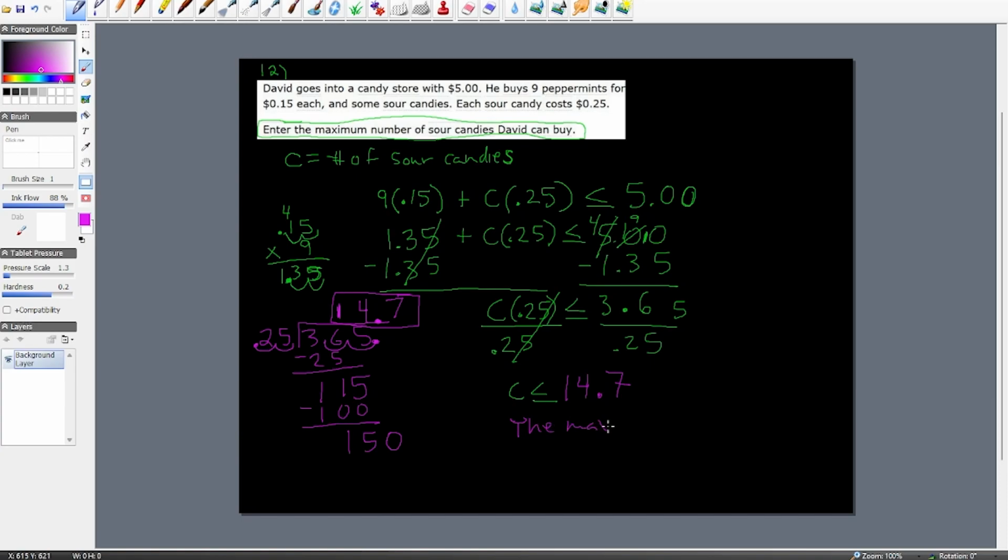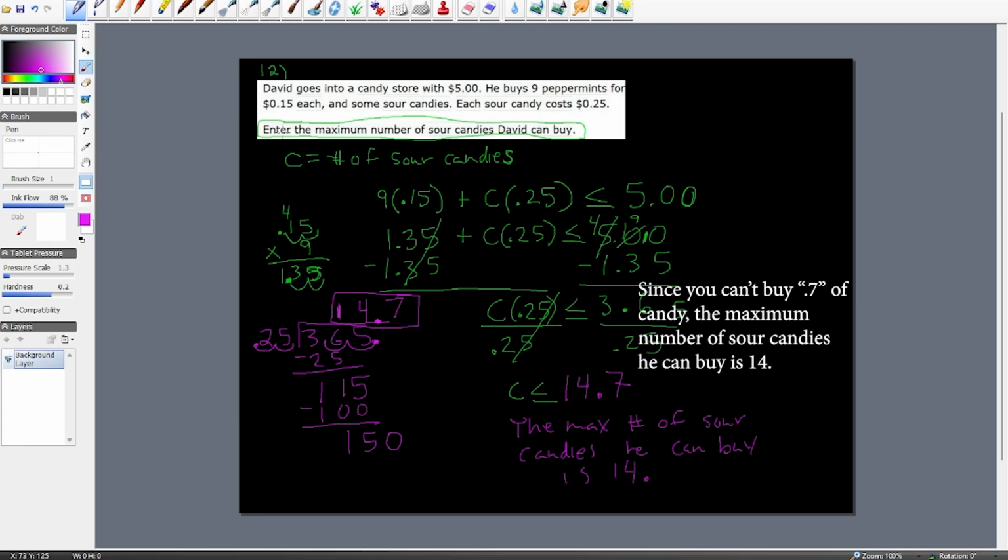The maximum number of sour candies we can buy is 14. It's very important to go back to the question and see what they're asking and kind of use that common sense check, remembering that if you're at a store, you're not going to be able to buy 14.7 candies, right? Now, if it was 14.7 pounds of something, you could do that. But 14.7 candies, they're not going to sell you 0.7 of a candy. So 14 is the most he can afford.